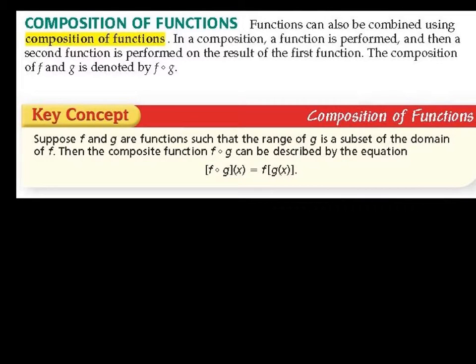Functions can also be combined using composition of functions. In a composition, a function is performed, and then a second function is performed on the result of the first function. The composition of f and g is denoted by f of g. This is read f of g. Suppose f and g are functions such that the range of g is a subset of the domain of f. Then the composition f of g can be described by the equation, and these are both read, f of g of x.